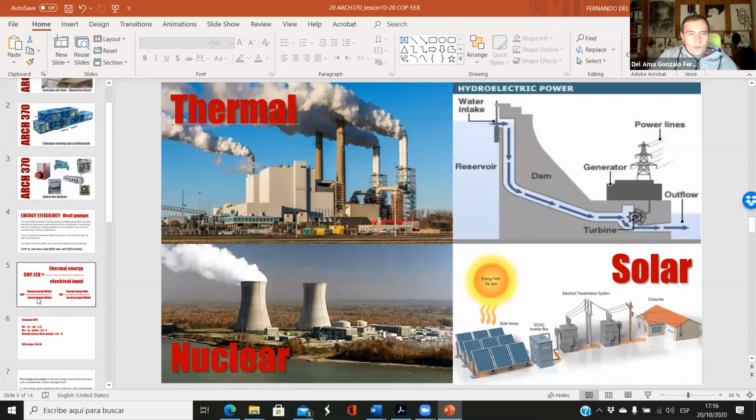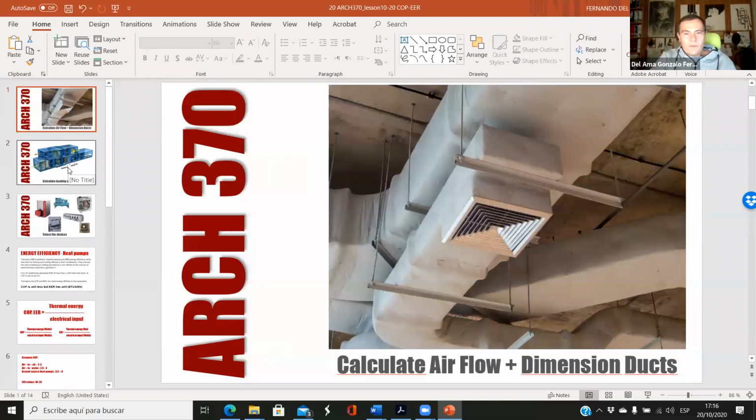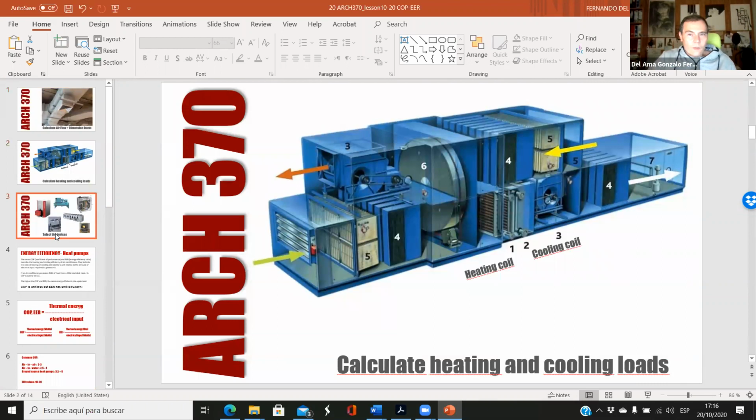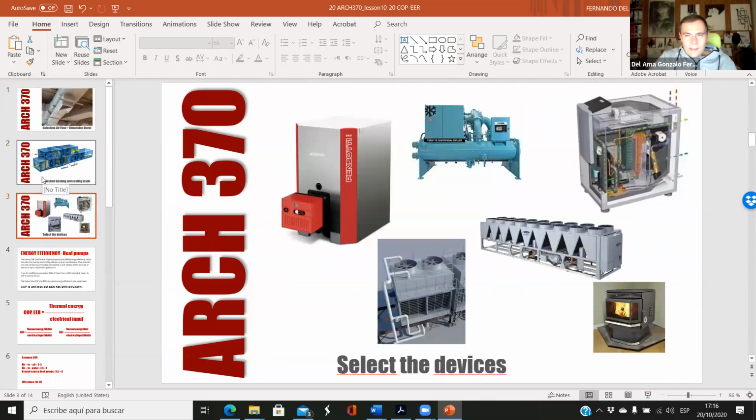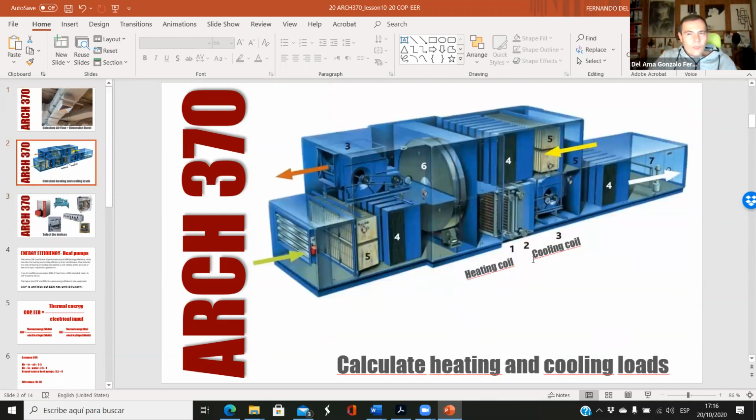But what can we do now? Well, so far we have to focus on what we can do. So we have to focus on these devices that we are familiar with. We have to reduce the heating and cooling loads. There are different ways to reduce heating and cooling loads.